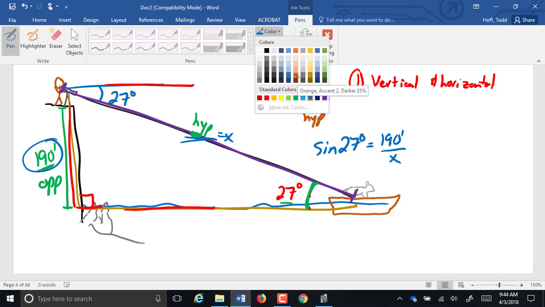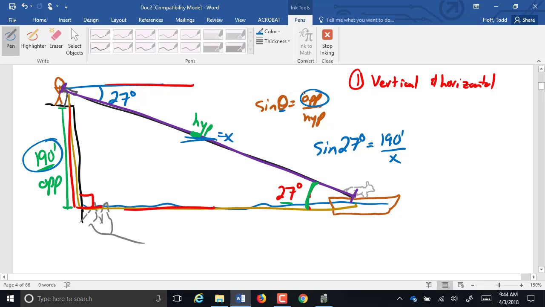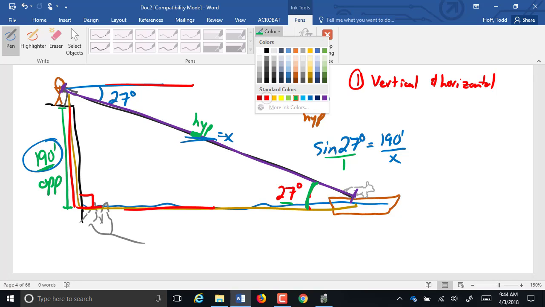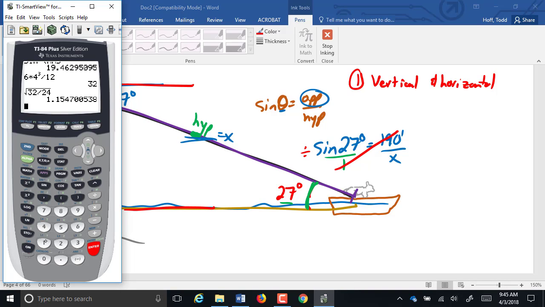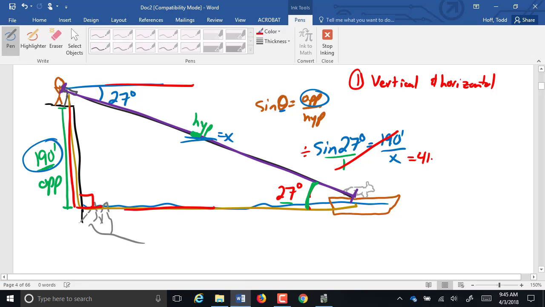Since we are looking for a missing side of this triangle, we turn this into a proportion by putting the trig function over 1, and then we will cross multiply and divide. So 1 times 190 is 190, divided by the sine of 27 degrees. So we get 418.51 feet.